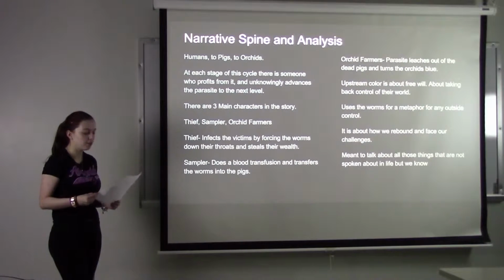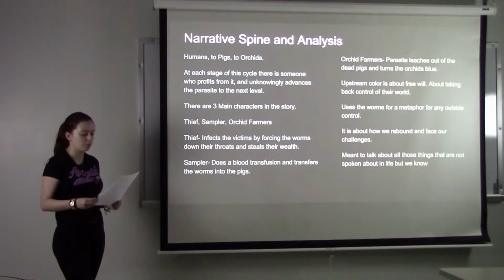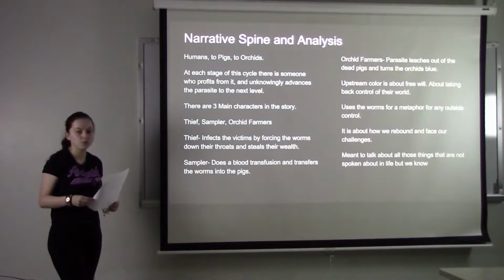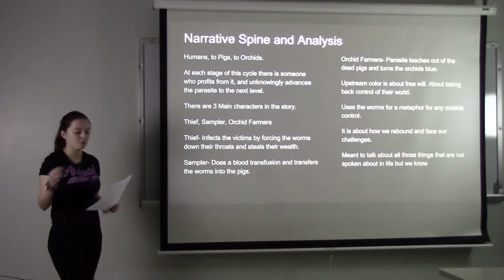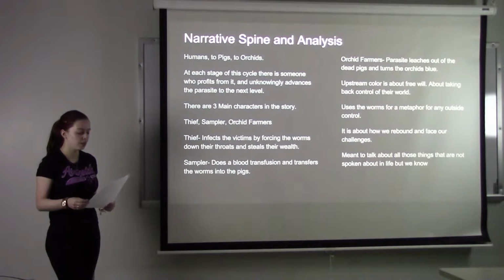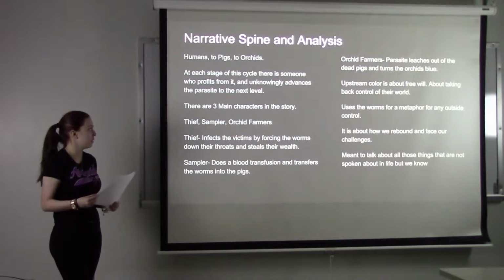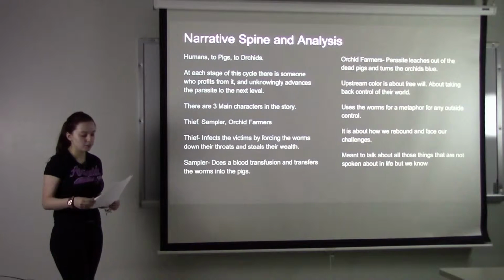At each stage of this cycle, there is someone who profits from it and then also someone who's harmed from it as well. They also unknowingly move the parasite to the next level in the story. There's 3 main characters which make this parasite move on. The first person is the thief.